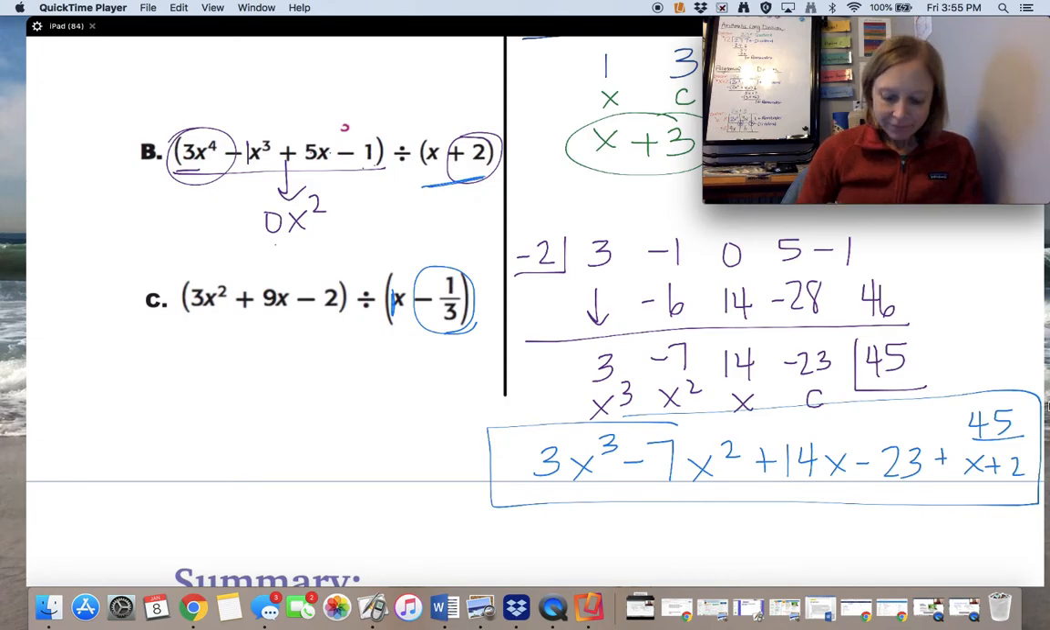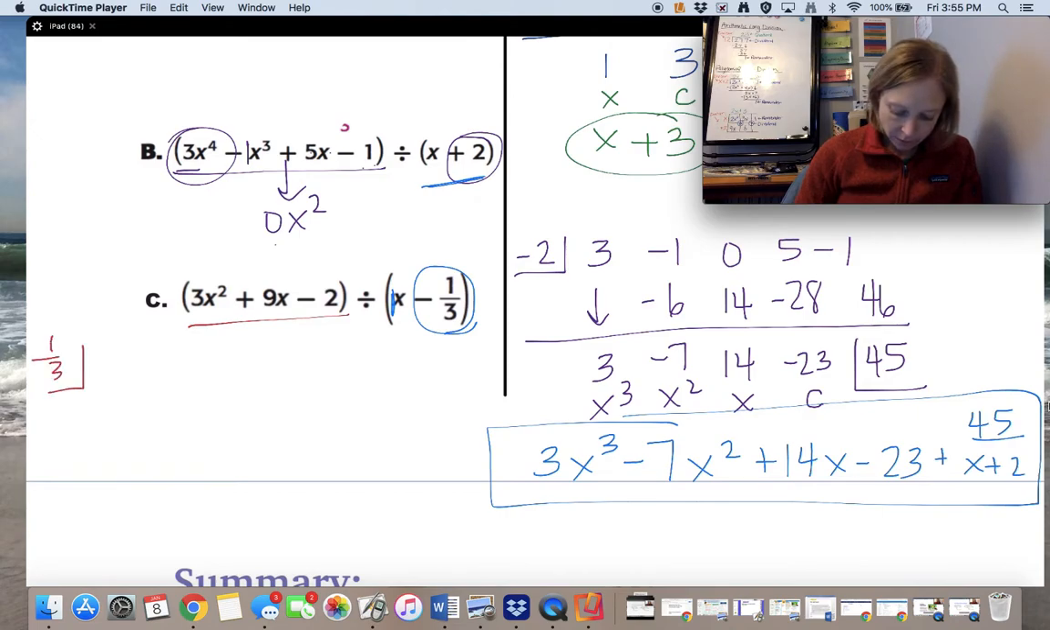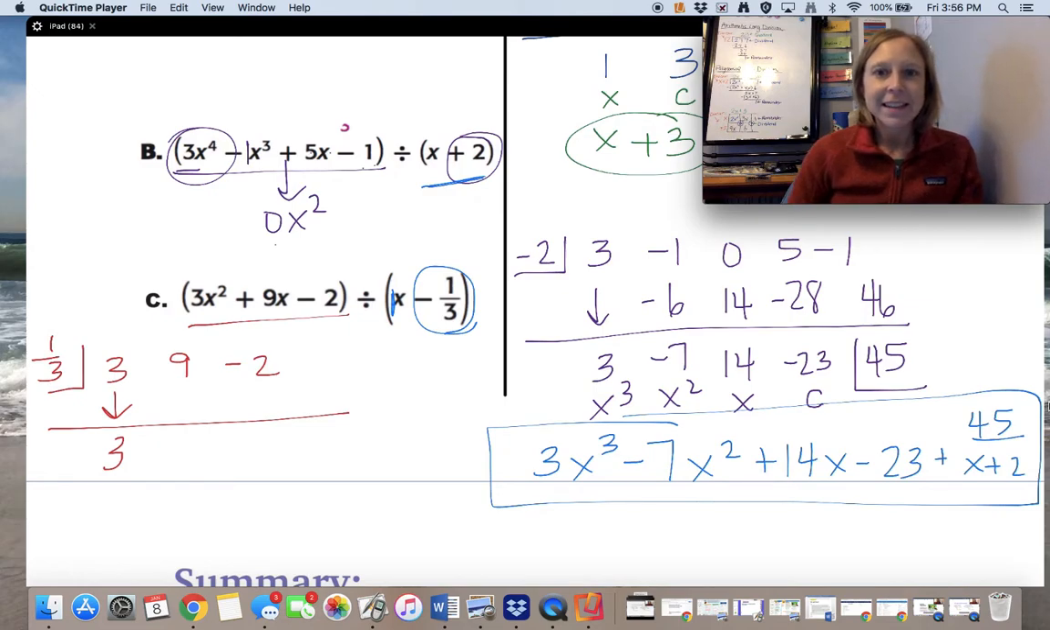All right. We have standard form, x squared, x, constant. I can just set this up right away. So I'm going to use the opposite of -1/3, which is +1/3. Write down my coefficients, 3, 9, -2. Bring down my 3. Oh, this is nice. I have multiples of 3 here. So 3 times 1/3, or 1/3 of 3, is 1. Add those together and I get 10.